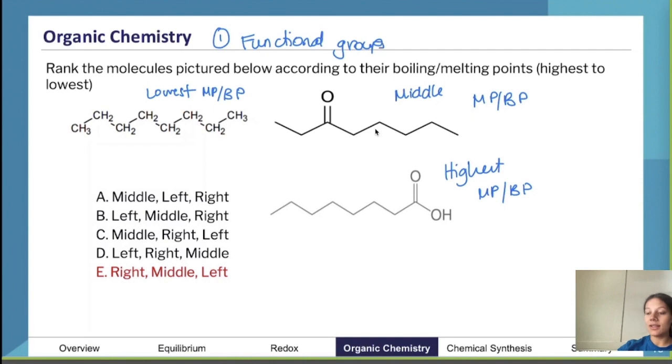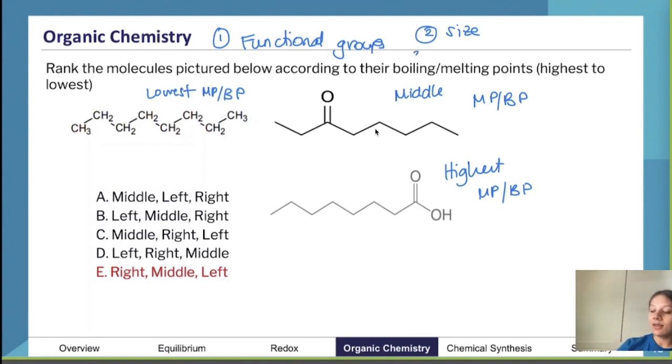Another thing we can look at is the size of the molecule. A bigger molecule will have more dispersion forces, which will keep the molecules more tightly knit, which means it'll be harder to separate them in order to change states. So that's another thing to consider.